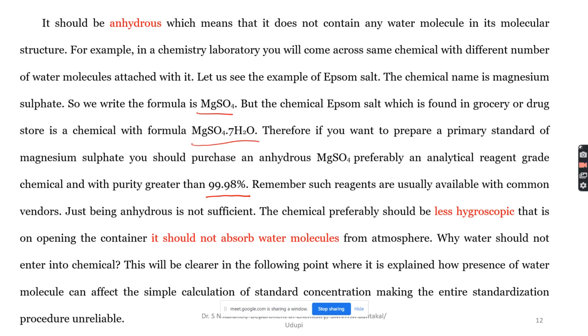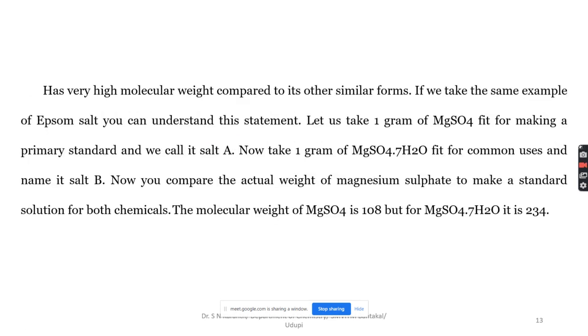If water enters or combines with the chemical, then the net molecular weight of that compound increases. Based on that, if you prepare a standard solution, the calculation of the standard concentration is entirely different from the previous one. So we can take an example of Epsom salt itself.